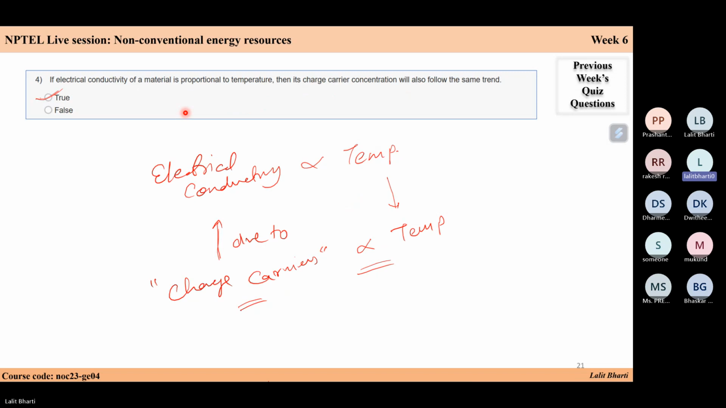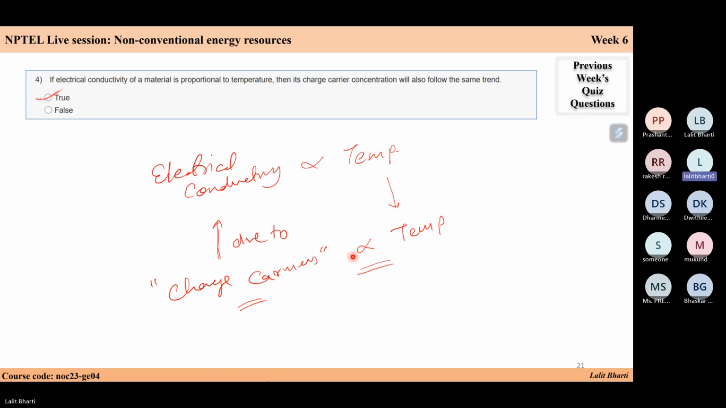Then we have the fourth question. If the electrical conductivity of a material is proportional to temperature, then its charge carrier concentration will also follow the same trend. So the electrical conductivity of a material is proportional to temperature. Then the charge carrier concentration will also.